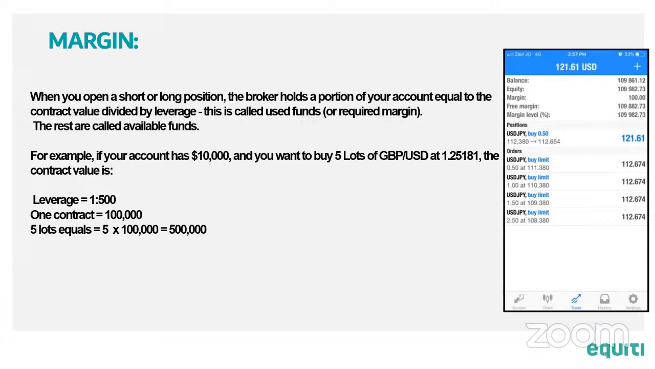For example, if your account has $10,000 and you want to buy 5 lots of GBPUSD at 1.25, with leverage of 1:500, the contract value is 500,000. It's always expressed as a ratio, and one contract is 100,000 for the GBPUSD. So 5 lots equals 5 times 100,000, which is 500,000. So here you are buying a 500,000 position, and therefore it's huge. Can your account handle that? That's what you need to assess in your risk management process. And if yes, then wonderful, because you just made an exquisite amount of profit.